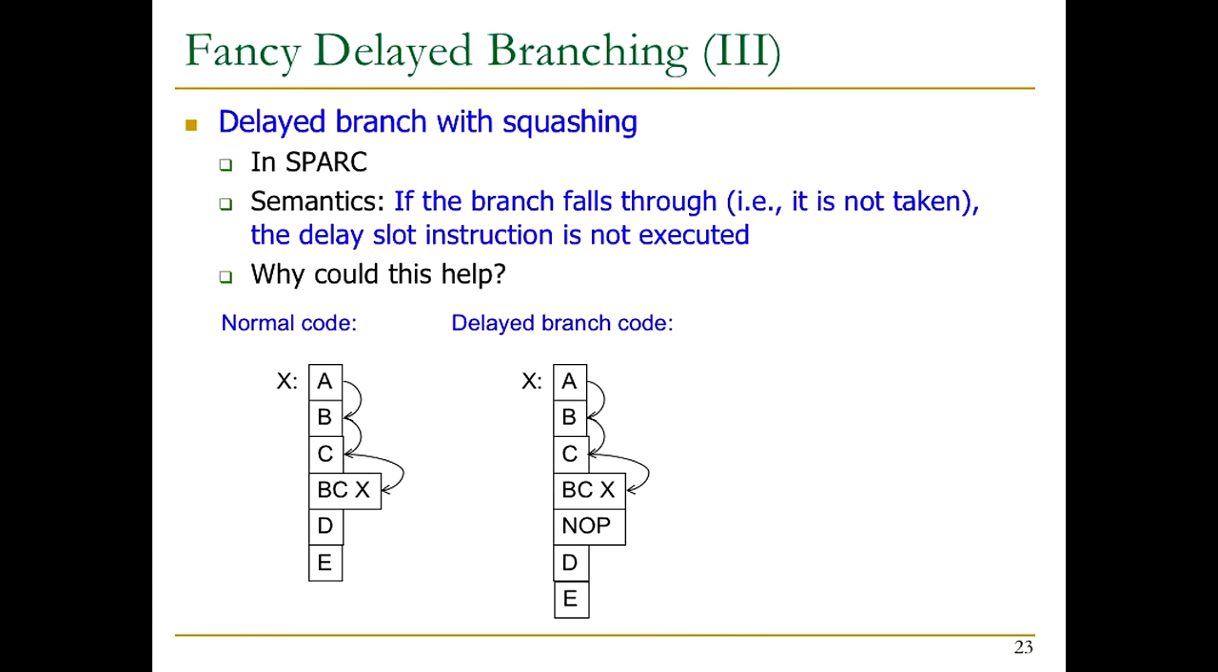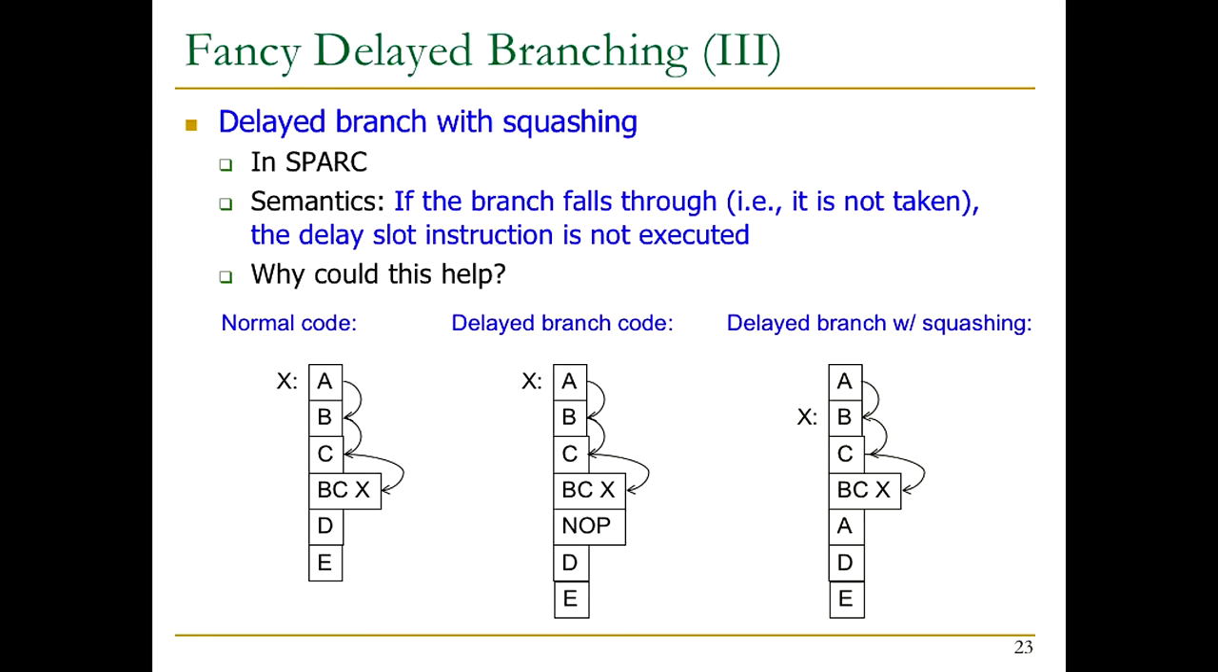But if you have delayed branch with squashing, what you could do is fill the delay slot with an instruction from the target of the branch. So you basically fill it with A, assuming that the branch is going to be taken, and hopefully this is going to be taken a lot. It's a loop. And if it's not taken, the hardware guarantees you that the delay slot instruction is going to be squashed. This enables you to fill the delay slots more often, but it gives you more hardware complexity. Now it's not as beautiful anymore, right? Now you have to do squashing. And the philosophy is broken, unfortunately.